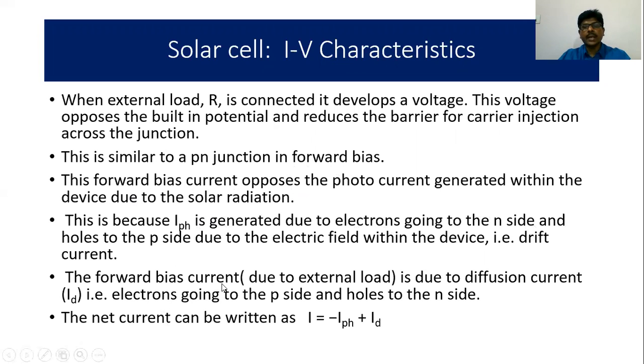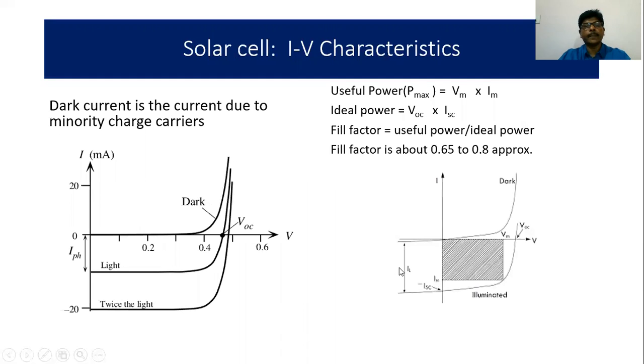The forward bias current is due to diffusion current, ID, that is electrons going to the P side and holes to the N side. The net current can be written as I = -IPH + ID. So you can see in this diagram, the graph, on the x-axis we have voltage, on the y-axis we have current. It also shows dark current and also shows that as the intensity of light increases, the current also increases.